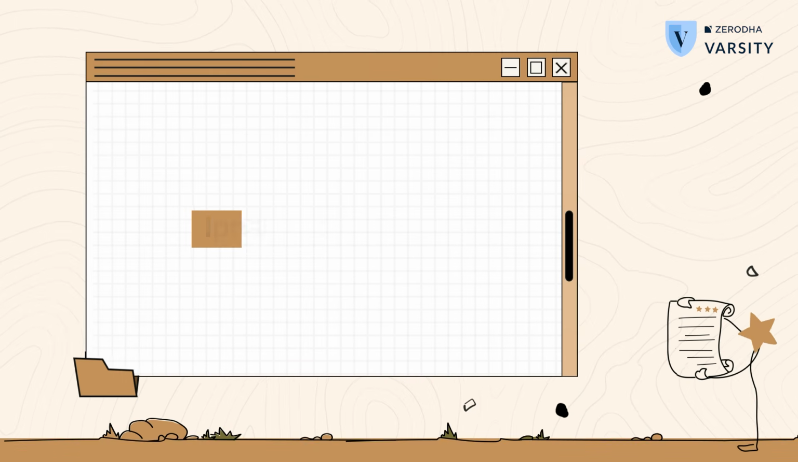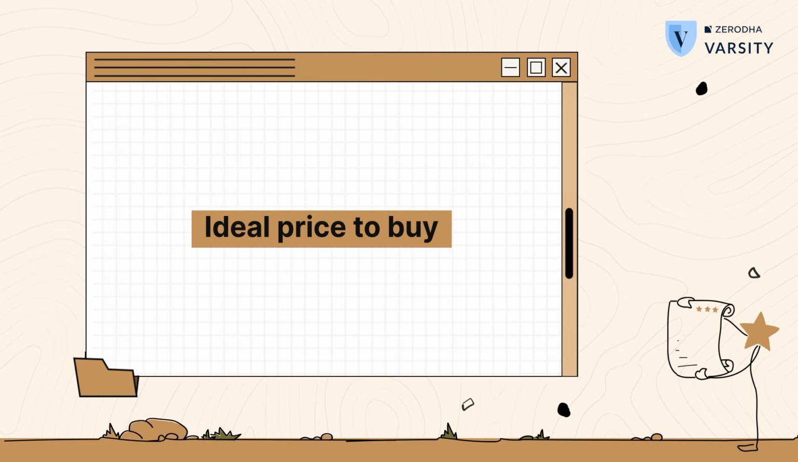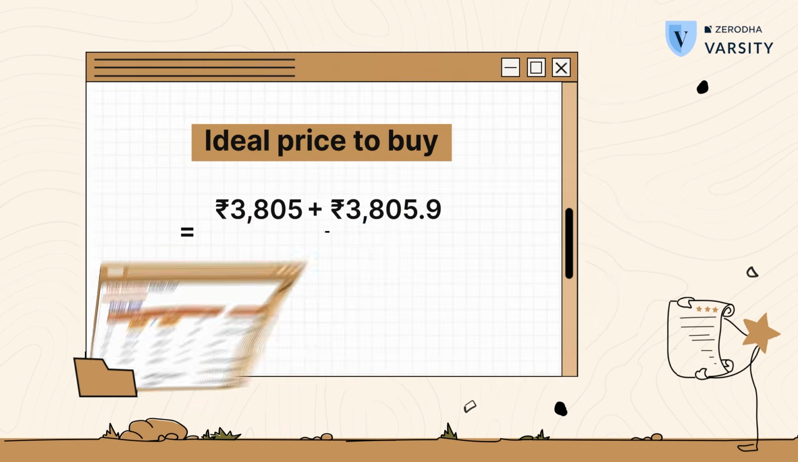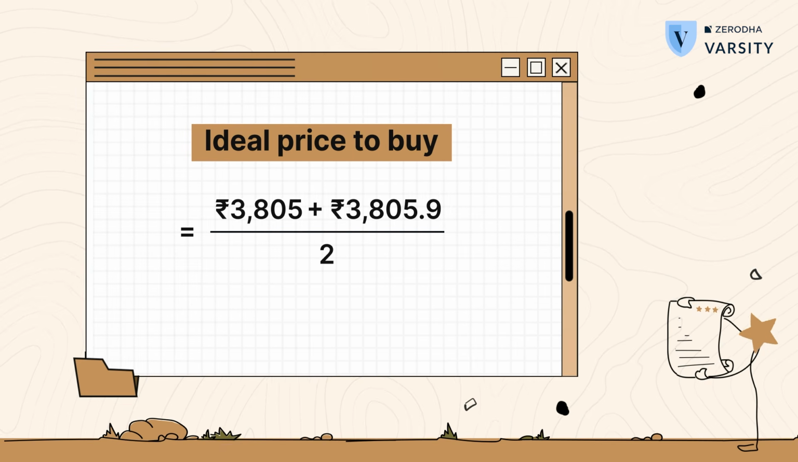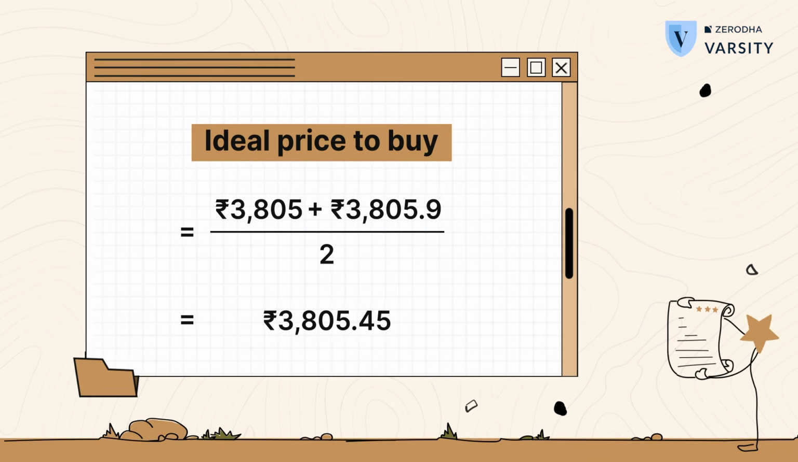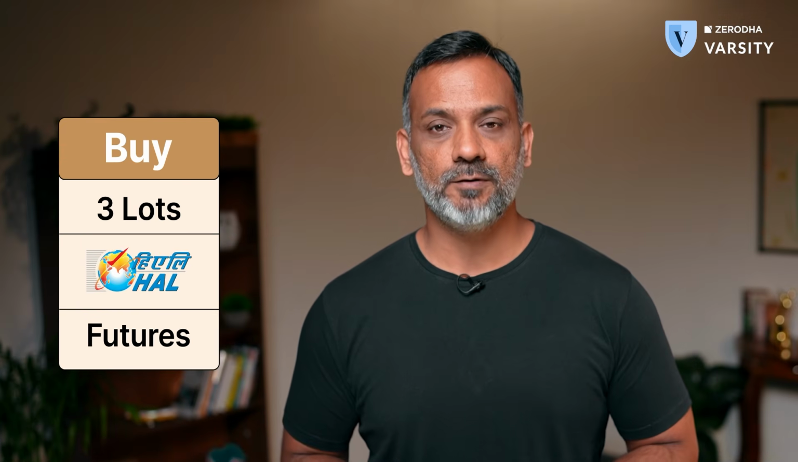From the order book, the ideal price to buy HAL futures is 3,805 plus 3,805.9 divided by 2, which is basically the average, and that results in 3,805.45. But let's say I want to buy 3 lots of HAL futures or about 900 shares. What do you think will be my execution price?